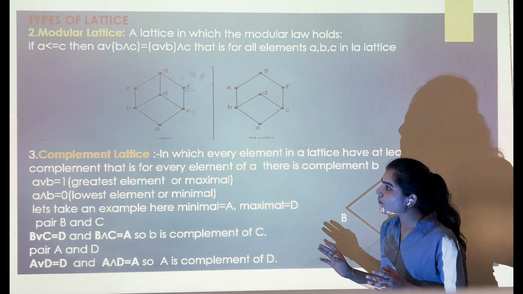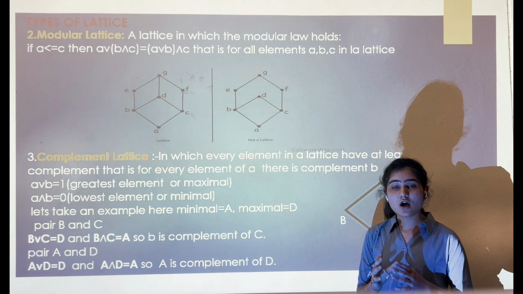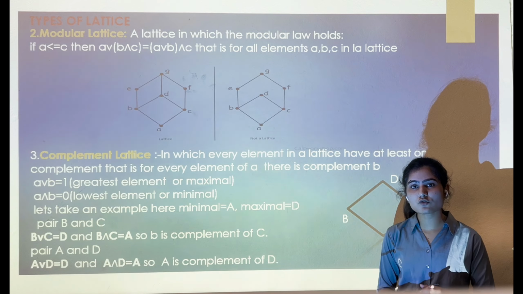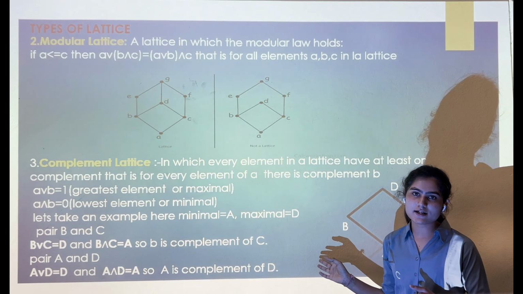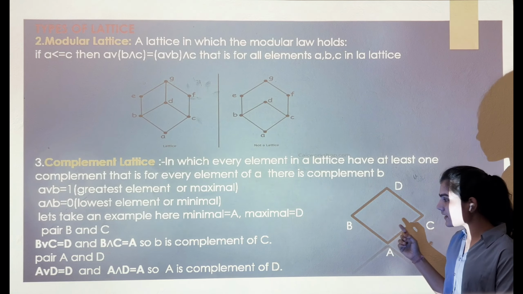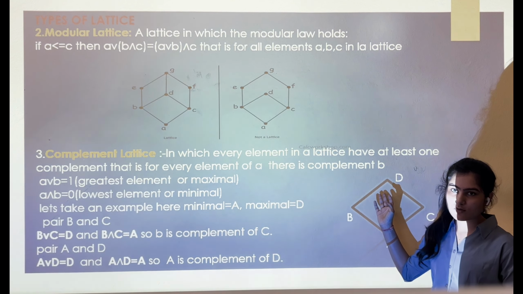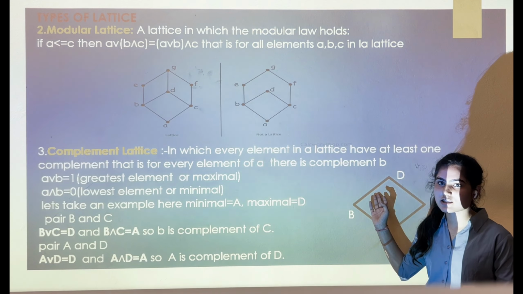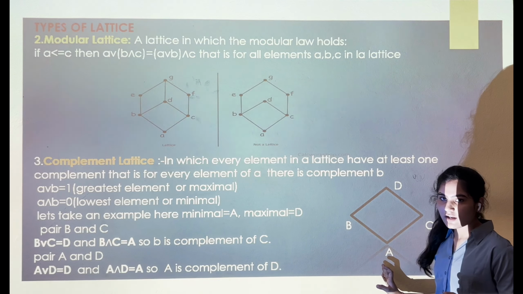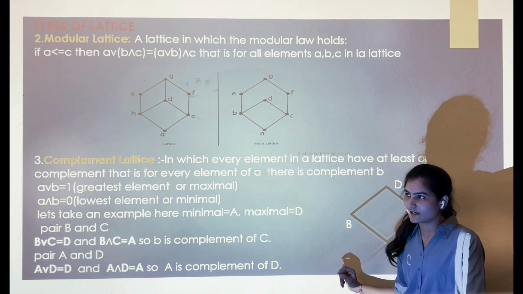Now we talk about complemented lattices, in which every element should have at least one complement. Understand one thing: distributive and complemented are different from each other. For distributive we have to find at most one complement, and for complemented lattices we have to find at least one complement. In this diagram you can see that B and C are two incomparable elements, and the LUB of B and C is D, which is also the maximal element of this diagram, and the GLB of B and C is A, which is the minimal element. Therefore this particular lattice is a complemented lattice. Next.